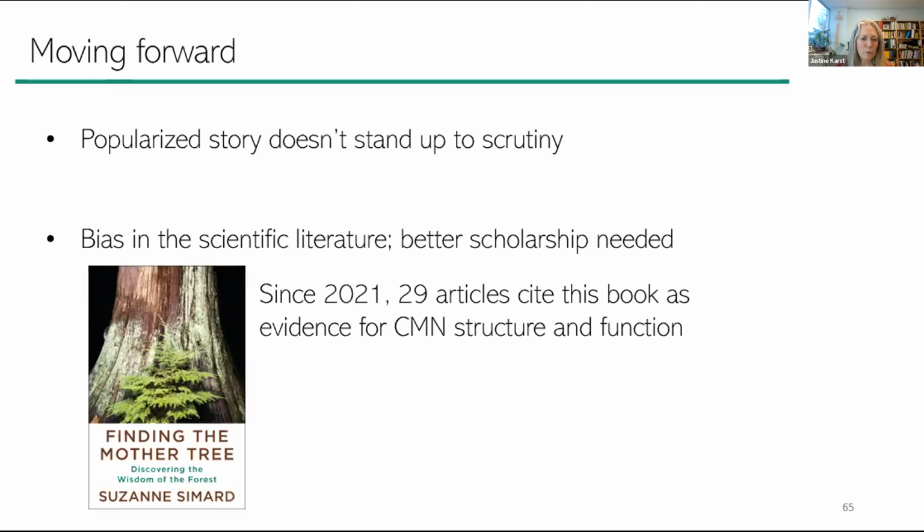For example, this book, Finding the Mother Tree, is a memoir. It wasn't peer reviewed, it's a memoir. And Suzanne very clearly states in the back that her memories are fuzzy sometimes. But since 2021, 21 articles, in science and humanities, are citing this book as evidence for common mycorrhizal network structure and function. So again, this is not peer-reviewed material, but people are now citing this book as evidence.